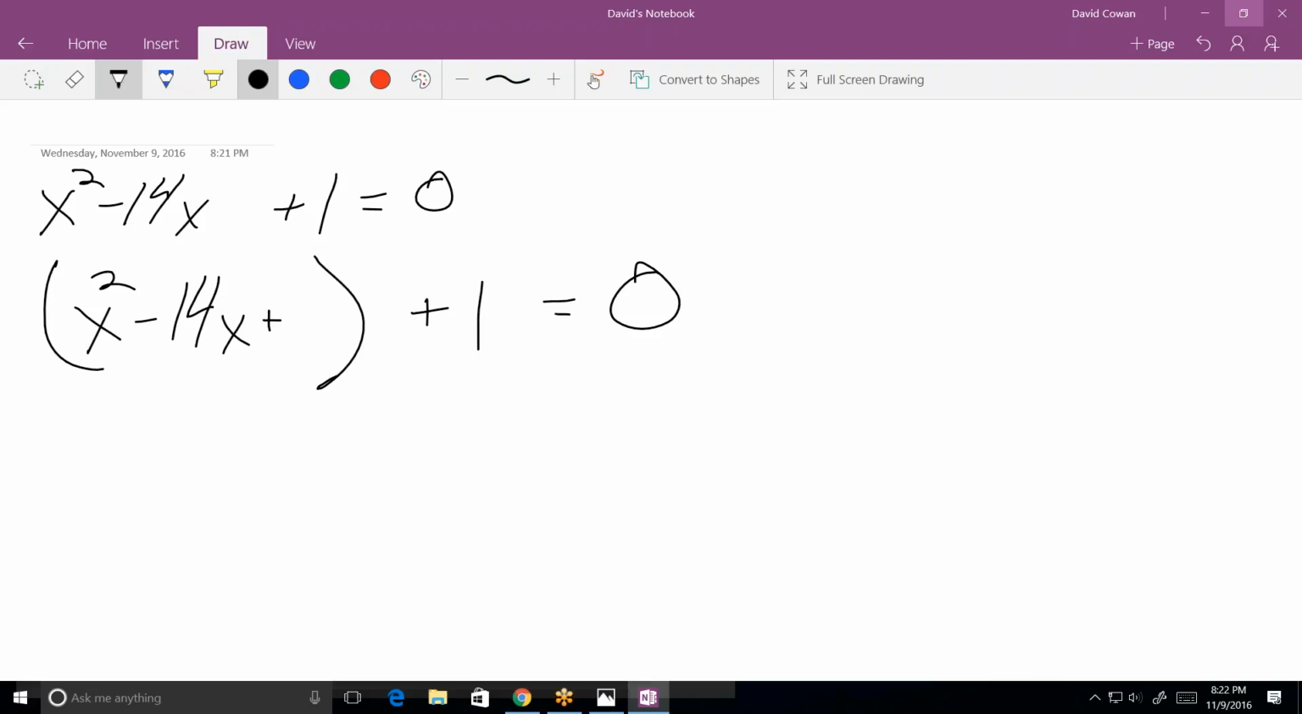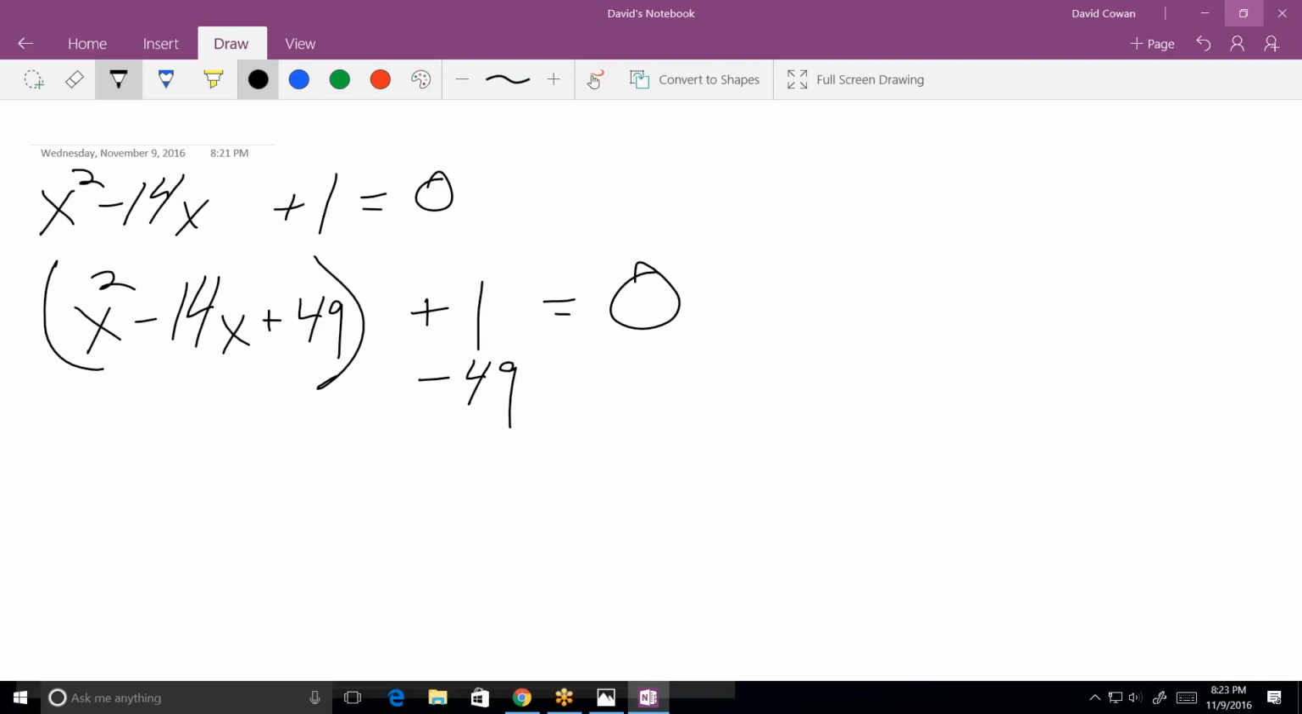What's that? 49. So I just added 49 to the left side, so you have to subtract 49 on the same side. It matters if this one is on the right side of the equation or the left side. If it's on the right side, then I'm going to add 49 to both sides. But it's on the left, so I have to do the opposite to balance out the 49.